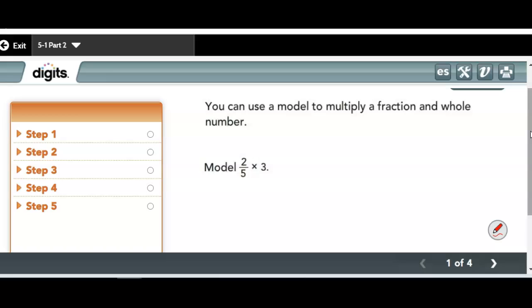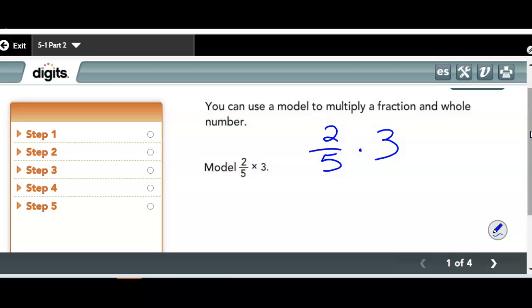Okay, underneath your model right here, in this space, does everyone have space there? You know what I'm saying? Let's solve 2/5 times 3. Can I turn that around to 3 groups of 2/5? Is that allowed? I know, what do you guys think? Can you change the order of a multiplication problem?